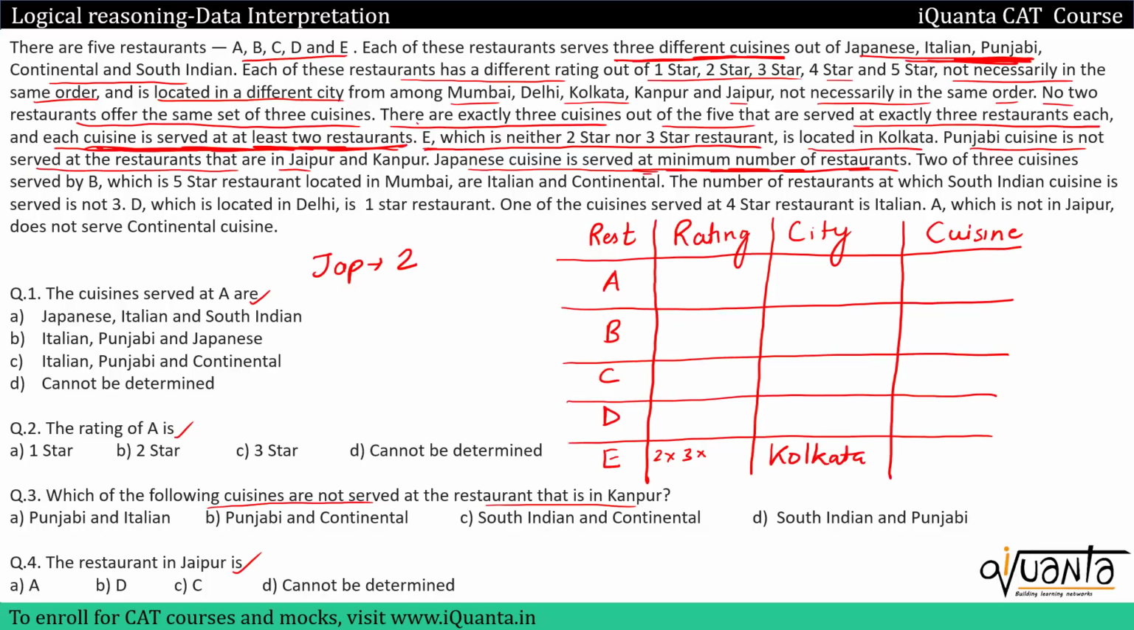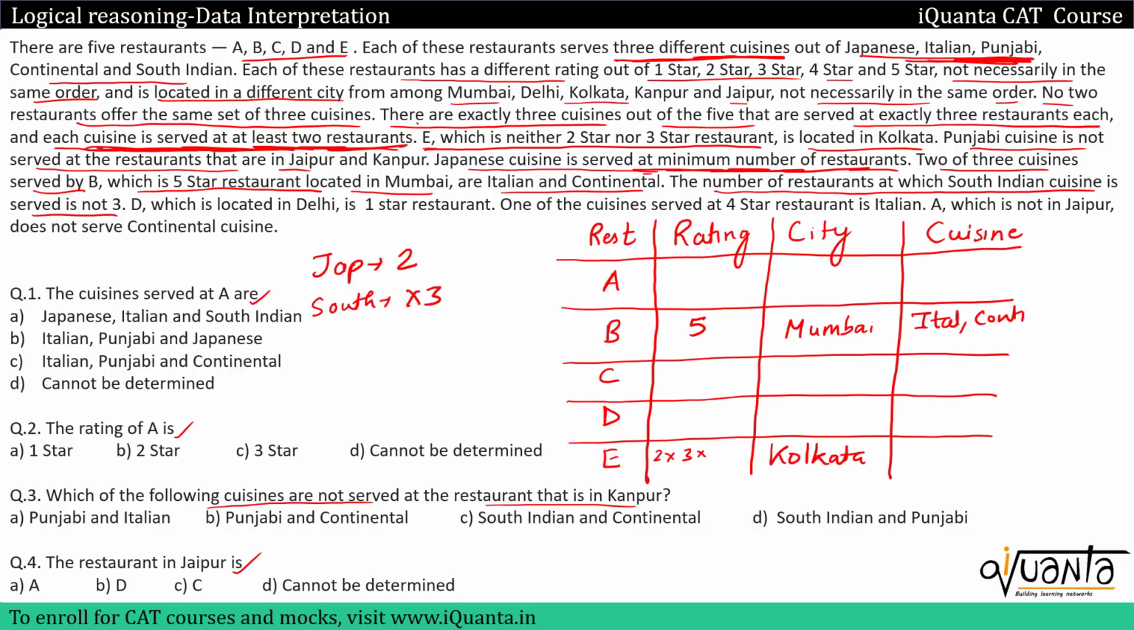After that, 2 of the 3 cuisines served by B, which is 5-star restaurant located in Mumbai, are Italian and continental. So this is a direct clue. B is serving three cuisines. Out of those three, two have been given as Italian and continental. So in B we are serving Italian and continental, and B is a 5-star restaurant, so rating is 5 and is located in Mumbai, so I will write Mumbai over here. The number of restaurants at which South Indian cuisine is served is not 3. So we'll make sure that the number of restaurants at which South Indian is served is not 3.